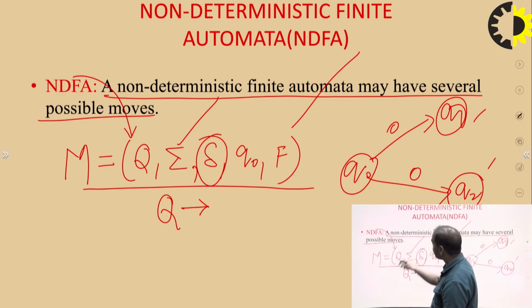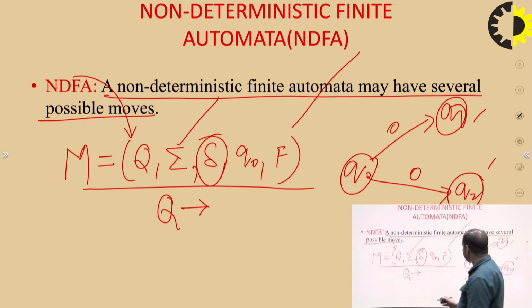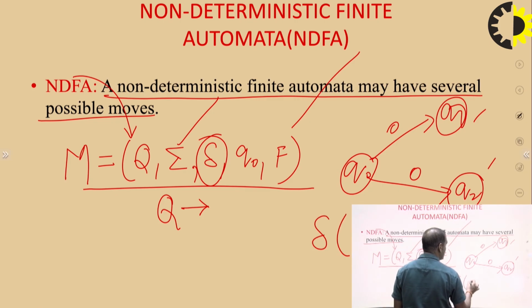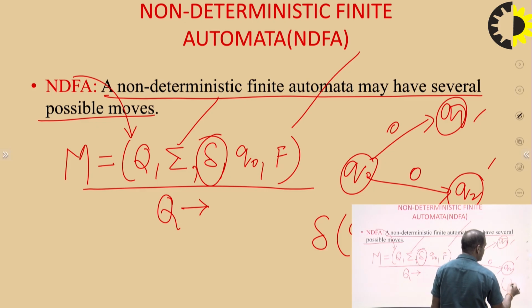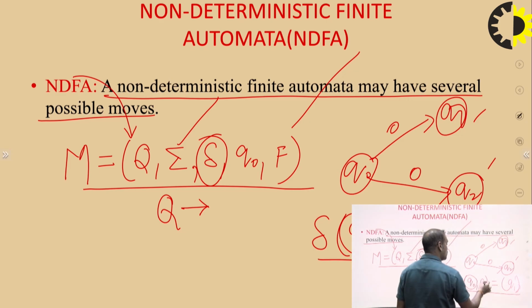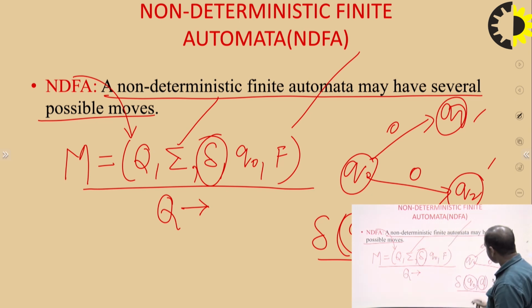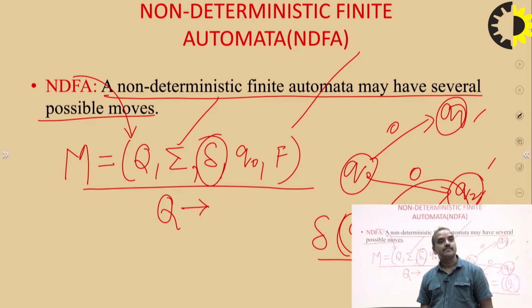Delta is the transition function, which was discussed in previous slides. This delta is of the form delta(Q0, A) = Q1 dash, and we have to write it like this. This is called the present state, this is called the present input, and this is called the next state. After taking the input A on state Q0, we have to move to state Q dash. This is the basic concept of delta.